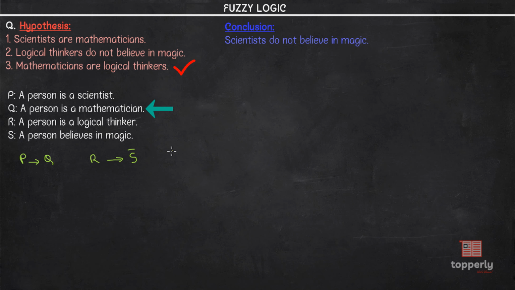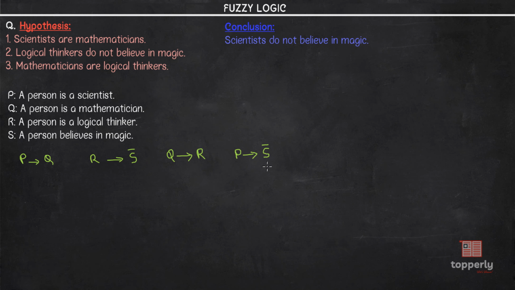Now, mathematicians are represented by Q and logical thinkers are represented by R. So here we can say that mathematicians are implied to be logical thinkers. Therefore, Q implies R. Lastly, our conclusion is given as scientists do not believe in magic. So scientists are represented by P and a person who believes in magic is represented by S. So a person who does not believe in magic is taken as S bar, or S negation, and you can write it as P implies S bar.